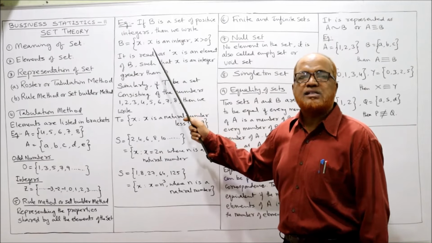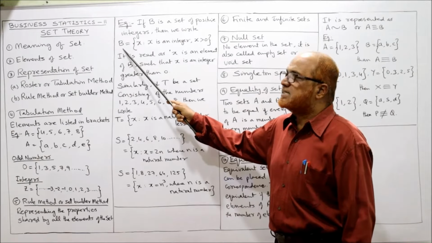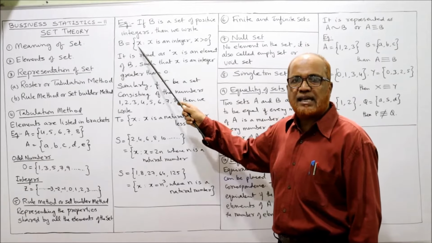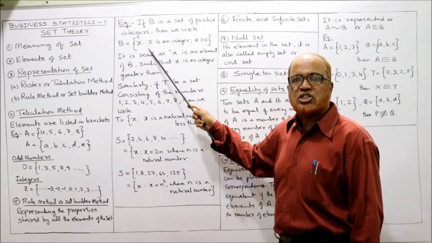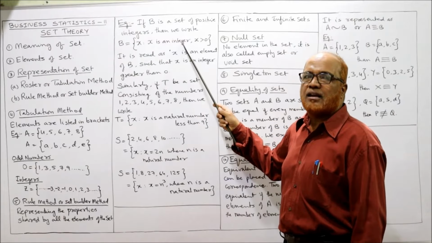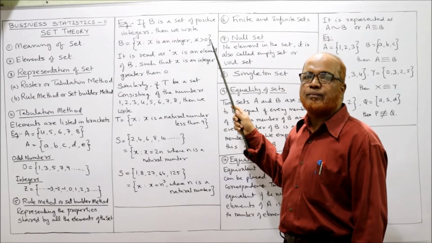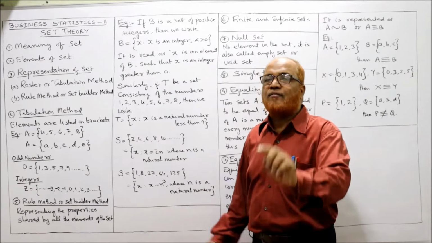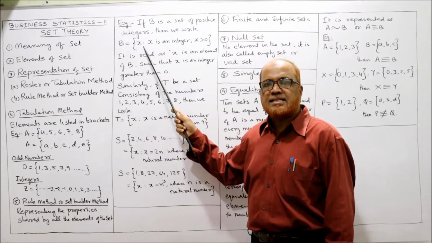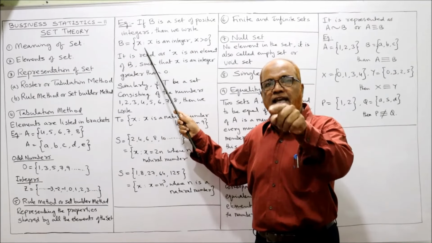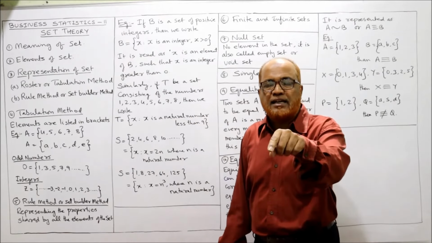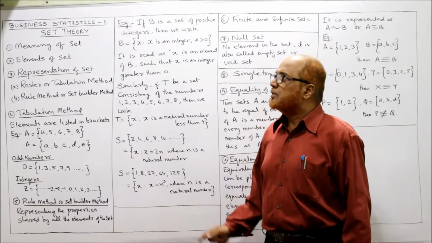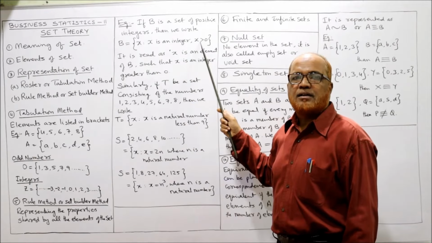So how to write this in set builder form, rule form? B is the set. X is an element of set B such that X is an integer and X is greater than 0. So two conditions. The first condition is X is an element of set B such that X is an integer, and this integer is greater than 0. It is not less than 0. In this way I have written the set.